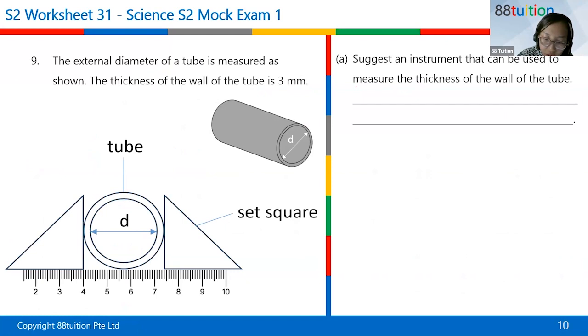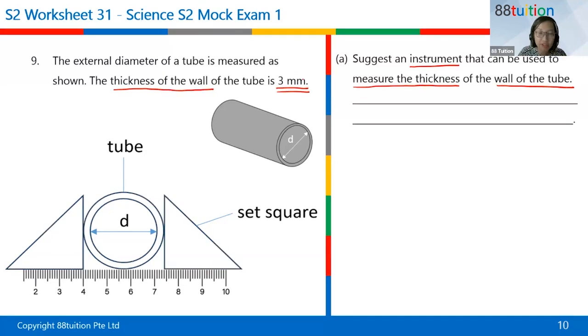Suggest an instrument used to measure the thickness of the wall of the tube. Now here it says that the thickness of the wall is 3 mm. 3 millimeters is really very, very, very small. Can everybody type into the chat what instrument will help us measure the thickness of this tube?